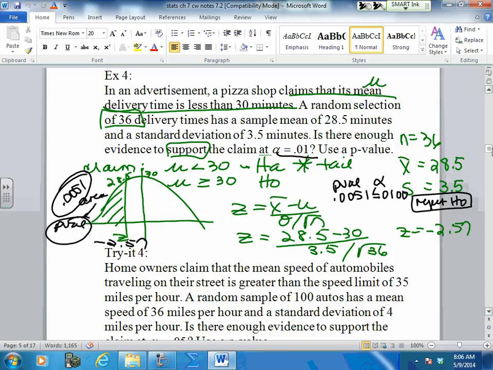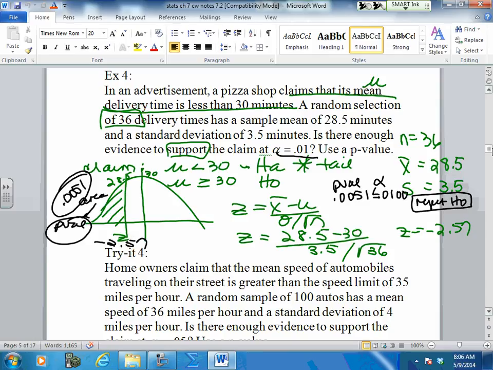You reject HO. So you have enough evidence to support the claim that the delivery time is less than 30 minutes. That's your interpretation. Even though we use your chart, I want you to think about it as, is this one good or is this one good? So if I reject this, that means I take this. And if they're using an HA, I have to use the word support instead of reject.